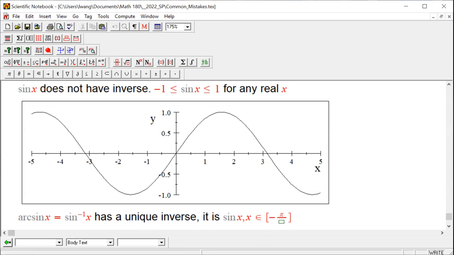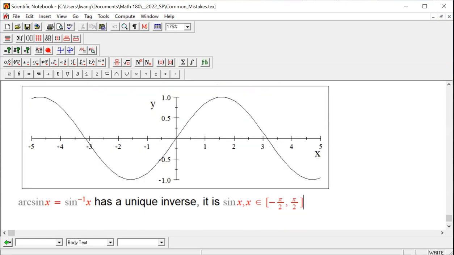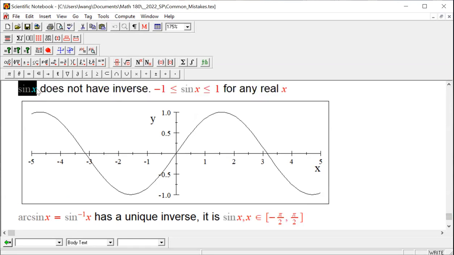and pi over 2. That's how we drop, when we cross out quadrant 2 and quadrant 3, if you'd like to make a connection to the unit circle. And this function and the sine function are different.